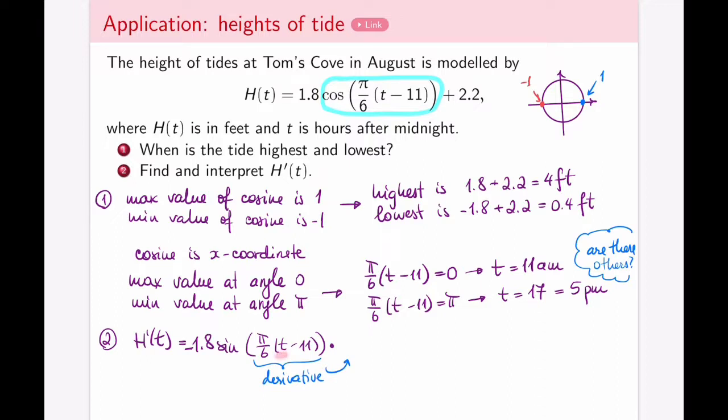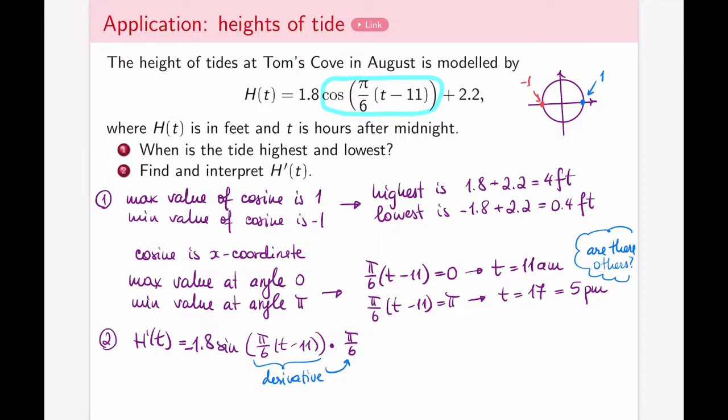Remember that t is our actual variable, so this number is a constant times the variable, and this 11 is actually just a constant. So overall, the derivative of the inside is going to be just pi over 6. What are the units and what is the meaning of this actual expression?